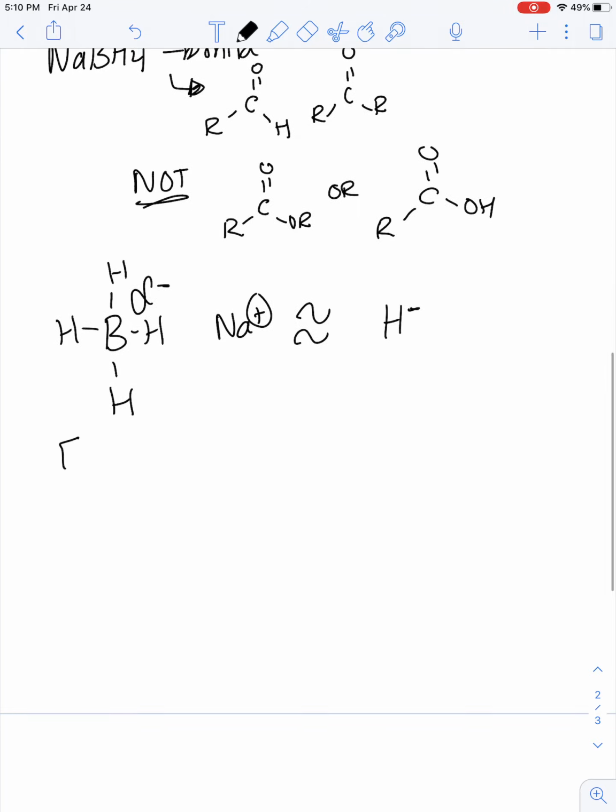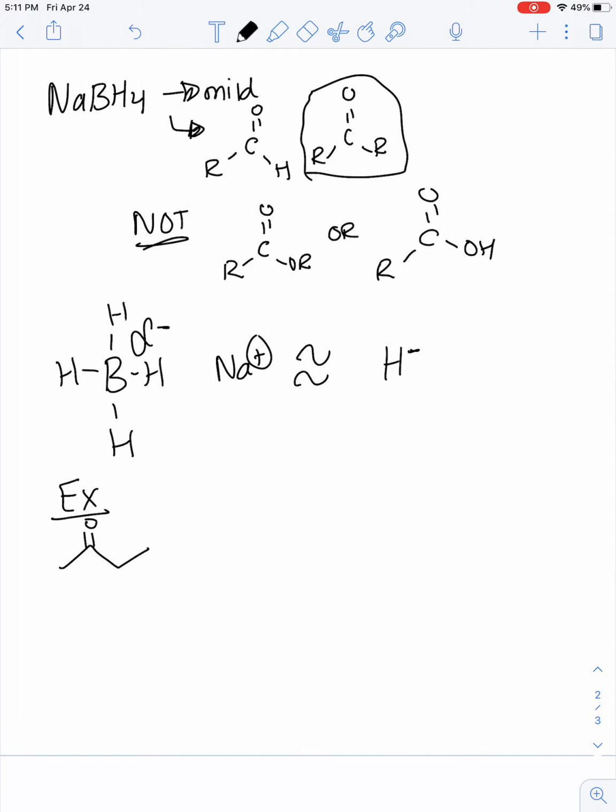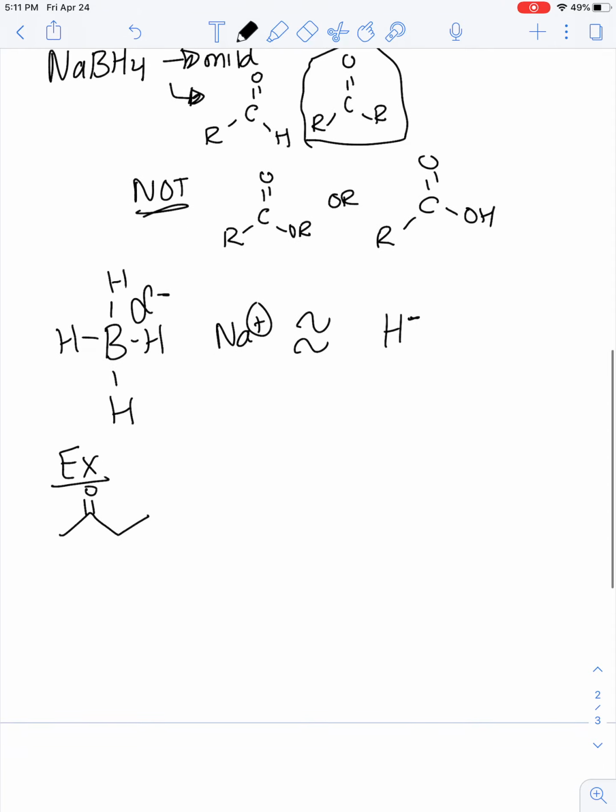When we look at some examples, if we have this compound here, we're going to say, okay, we know that this is a ketone, because we have the general formula like this. So we know that sodium borohydride could reduce this. Typically, methanol is the solvent that's used for these types of reactions.